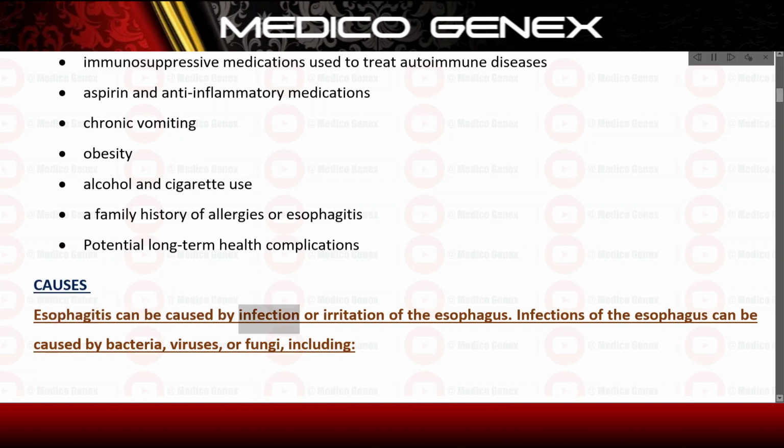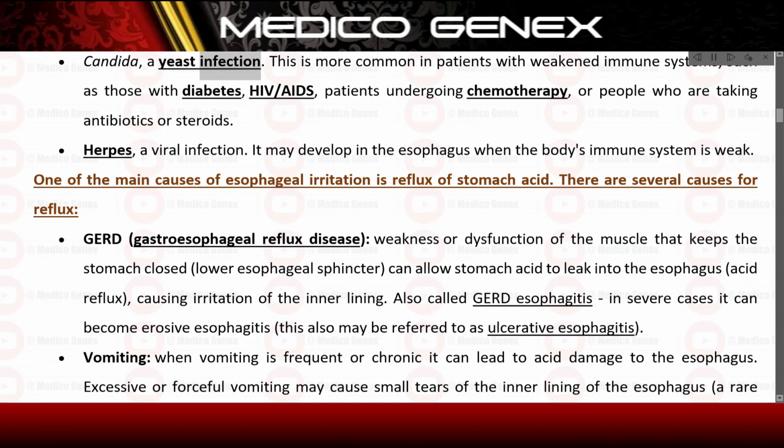Esophagitis can be caused by infection or irritation of the esophagus. Infections of the esophagus can be caused by bacteria, viruses, or fungi, including Candida, a yeast infection. This is more common in patients with weakened immune systems, such as those with diabetes, HIV/AIDS, patients undergoing chemotherapy, or people who are taking antibiotics or steroids. Herpes, a viral infection, may develop in the esophagus when the body's immune system is weak.